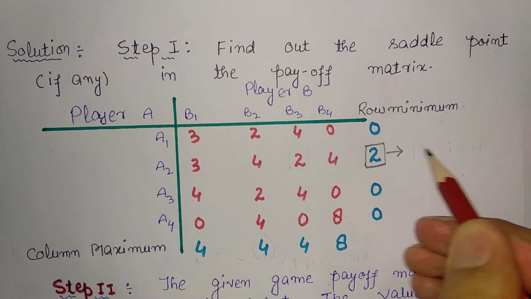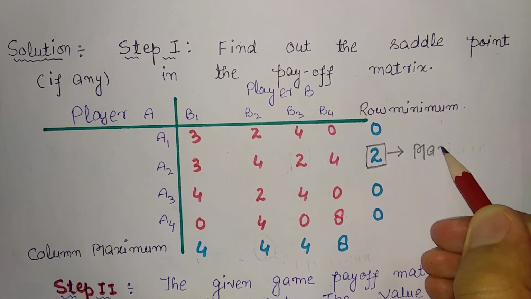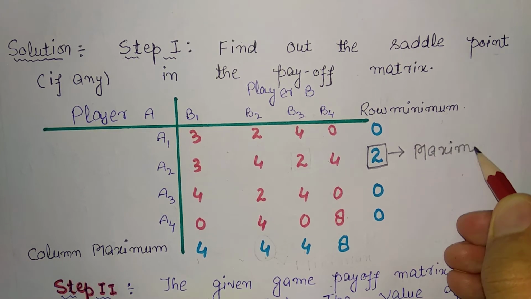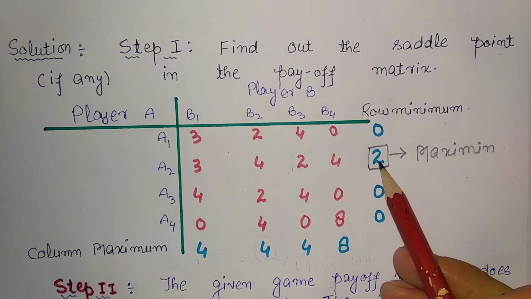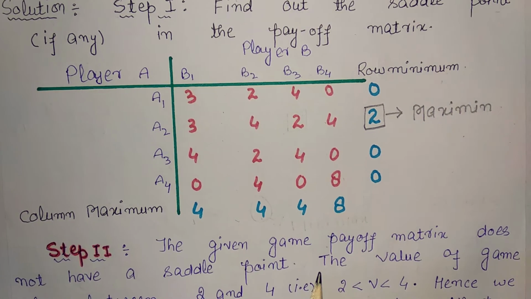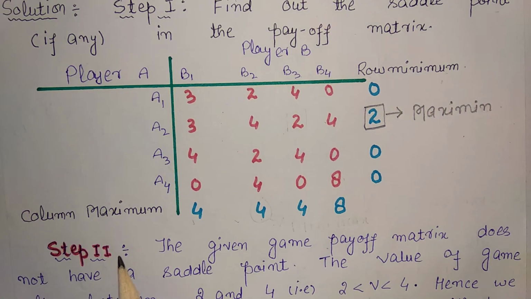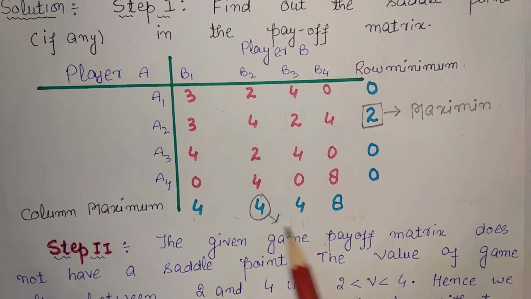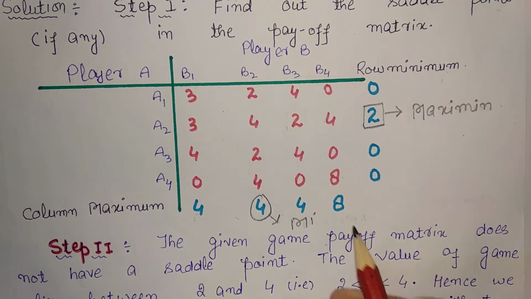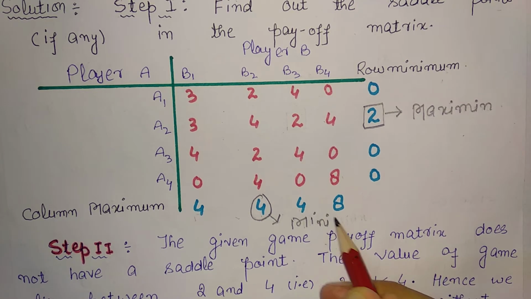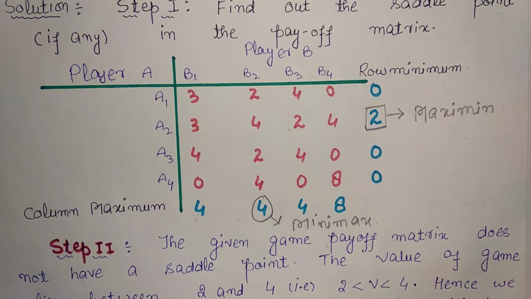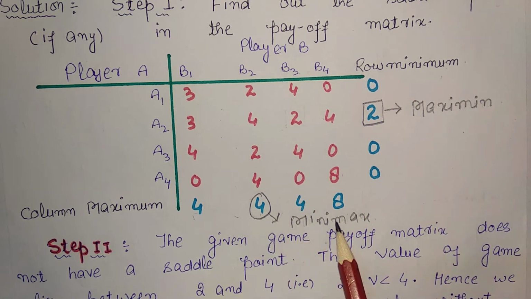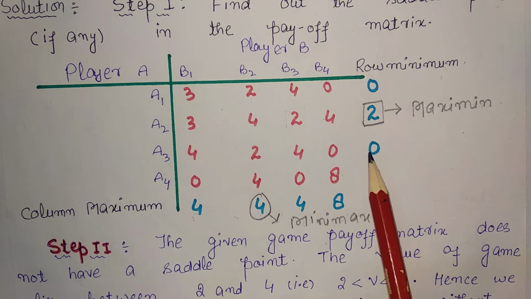This value is called the maximin value, because this is the maximum among the minimums. After that I will choose the minimum value in the column maximum. Here the minimum value is 4. I can circle any of the 4s, so I will encircle this 4, and this is called the minimax. Now here the maximin and minimax values are different, so this game does not have a saddle point.